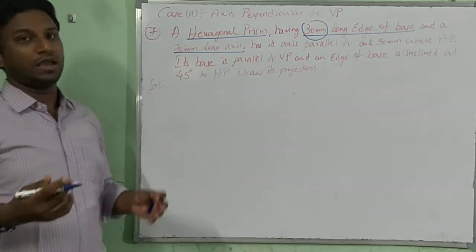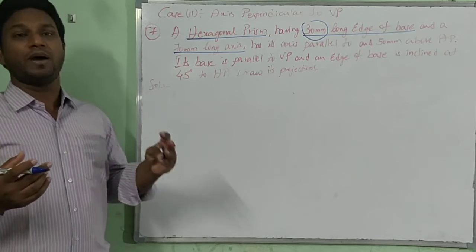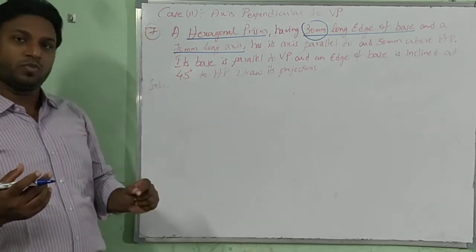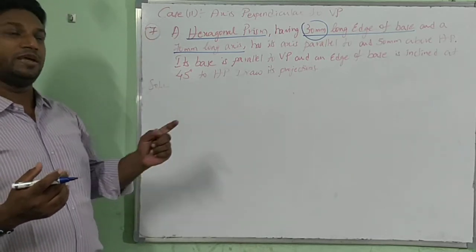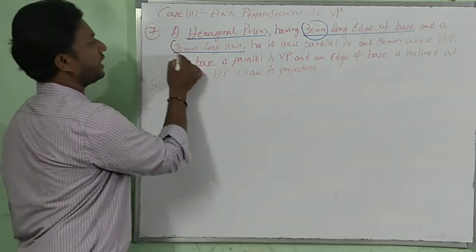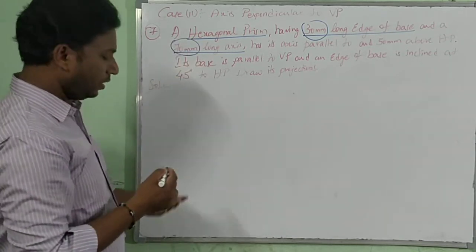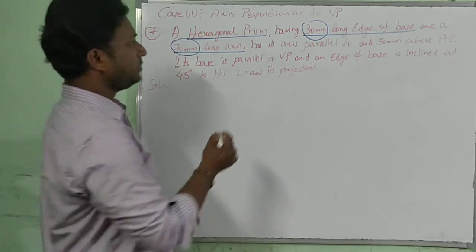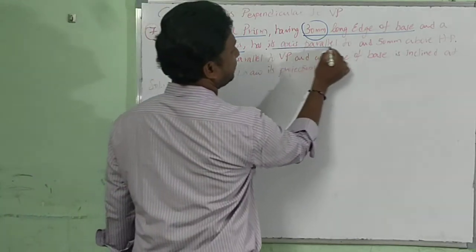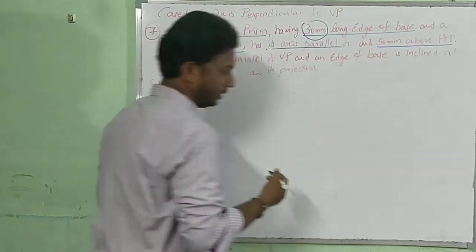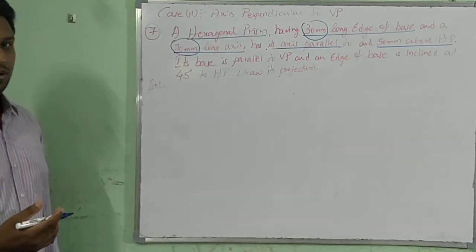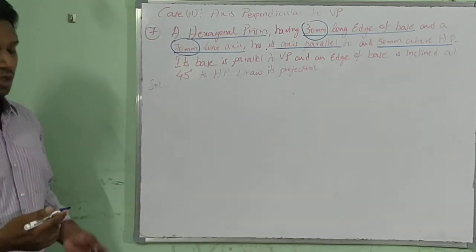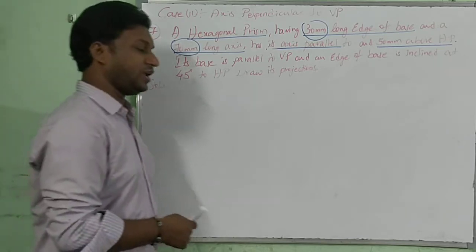Remember axis? Axis is an imaginary line passing from top center to bottom center of the base. Base is of what shape? Hexagon, and the axis is given as 70 mm. Now coming to its location, it has its axis parallel to and 50 mm above HP. Axis is parallel, right? Parallel to what? HP, and it is actually 50 mm above.